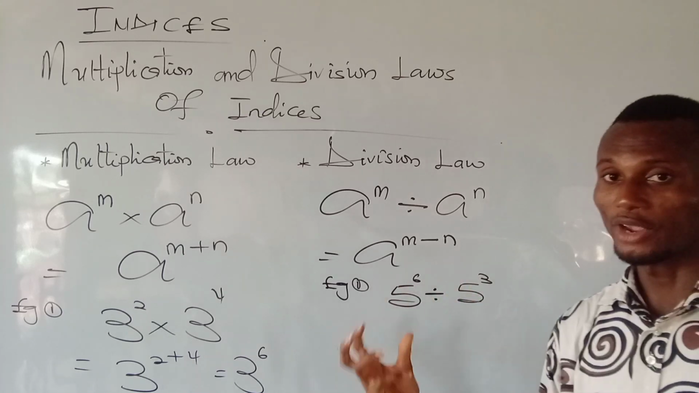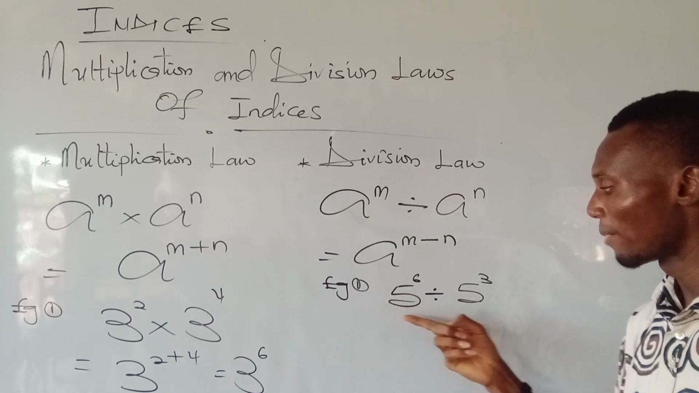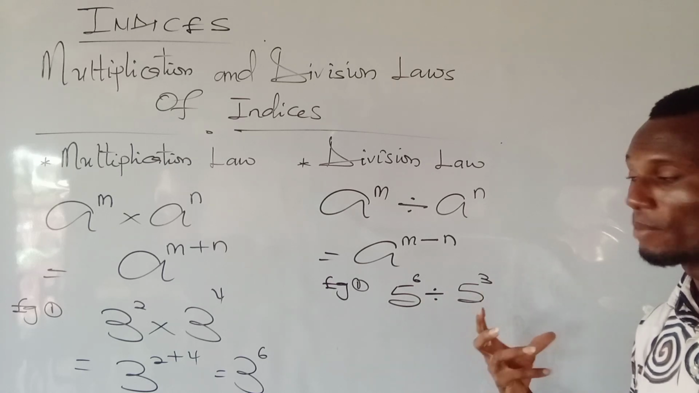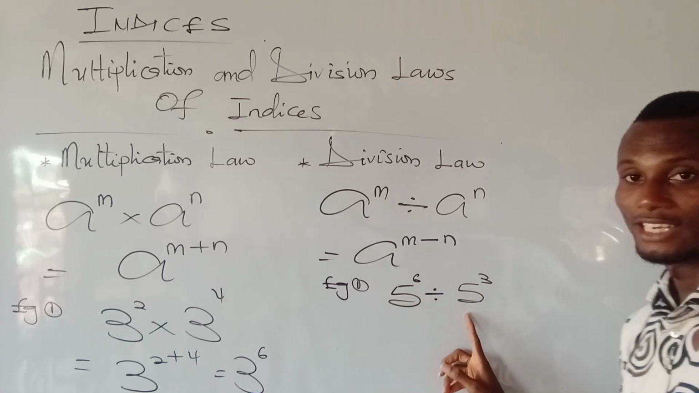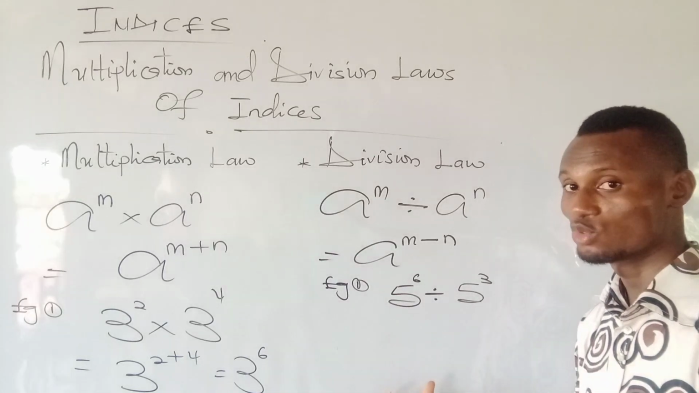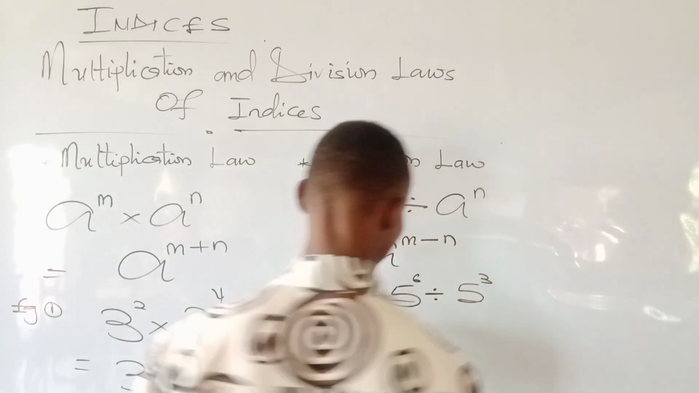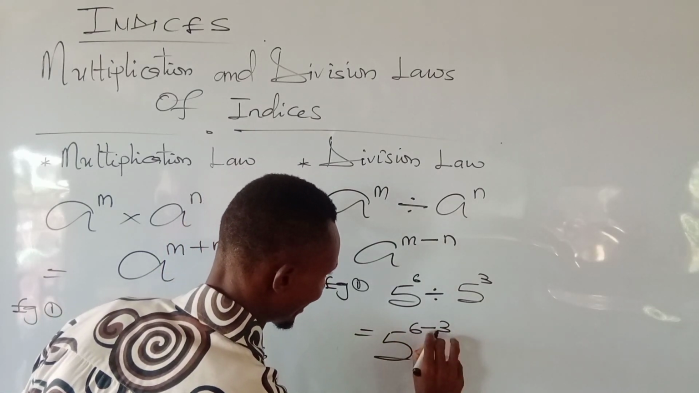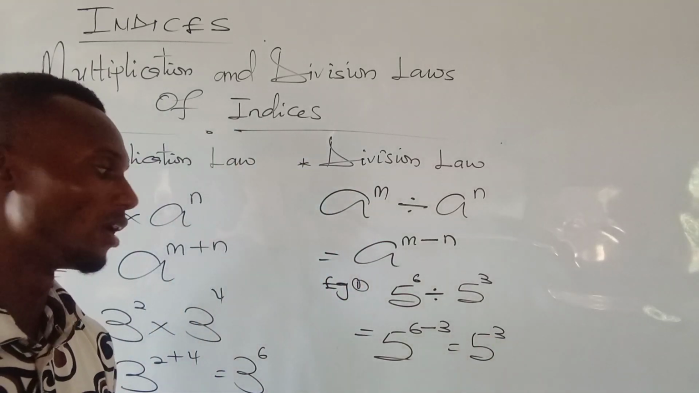We are going to apply the division law of indices. It says that if the bases are the same and we are dividing, what we do is that we subtract the powers. You can see that the base here is 5 and the base here is also 5, so the bases are the same. To simplify this one, we just take one of the bases, then we subtract the powers. So this is going to be 5 to the power 6 minus 3, which will give you 5 to the power 3. So this is your answer.